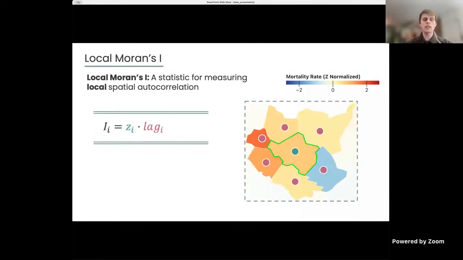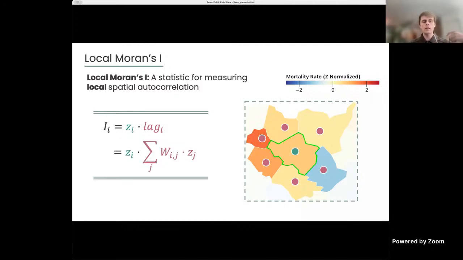There are several statistics that are designed to detect this property. The one that you'll probably see the most in the literature is local Moran's I. And part of the reason for that is that it's a very simple statistic. It's just the product of the focal location's value, Z normalized, and the spatial lag.